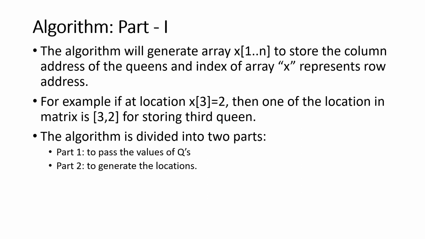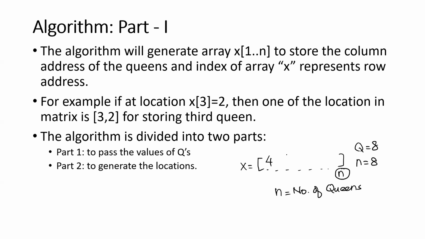We are assuming that the solution will be stored in the array named X, and there will be n positions in this array, where n represents the number of queens. So for example, if we have n equal to 8, then n will be equal to 8. And we have already placed queen number 1, queen number 2, and queen number 3. Now we are trying to place queen number 4 at this particular position, which is the fourth location in the array.